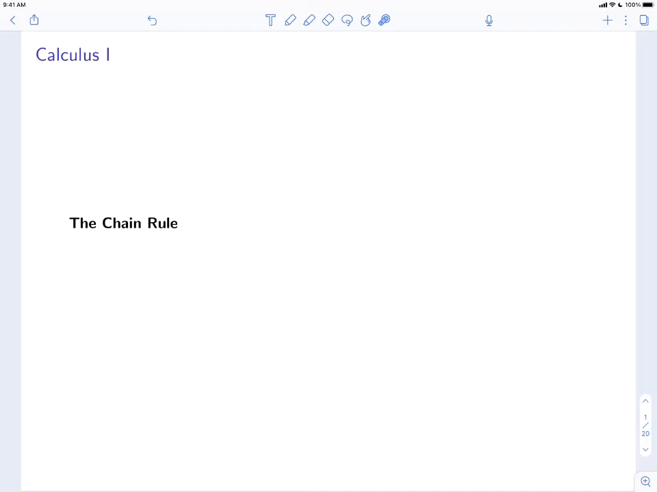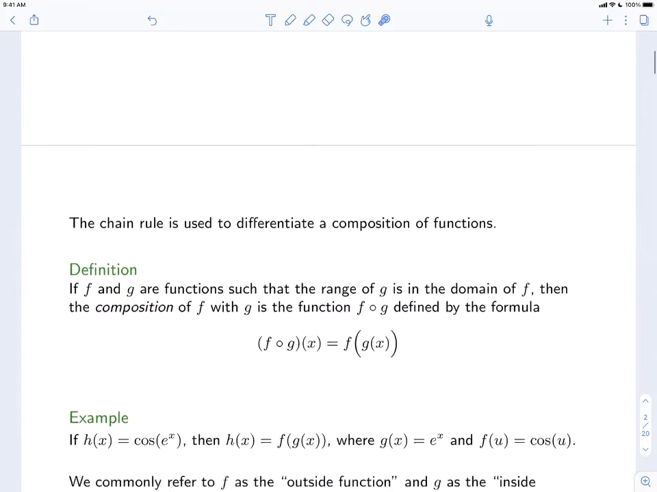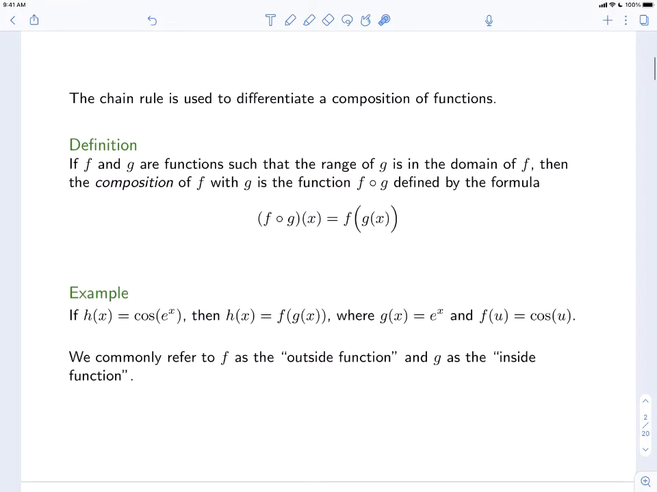In this video, we'll talk about the chain rule. The chain rule will be the last of the basic differentiation rules that we learn, and once we have that, we'll be able to differentiate basically any function that we encounter. The chain rule is used to differentiate a composition of functions.